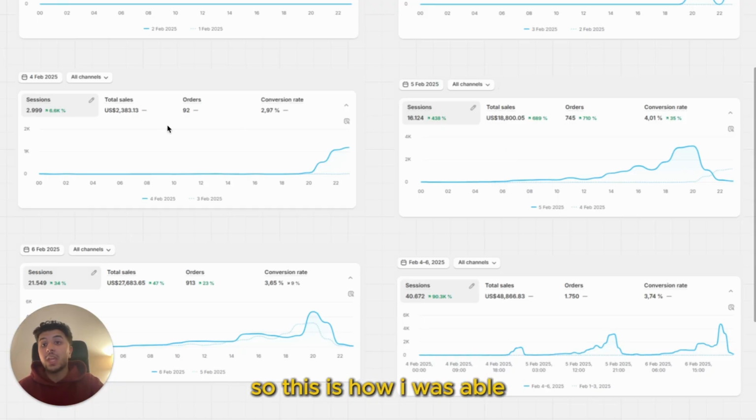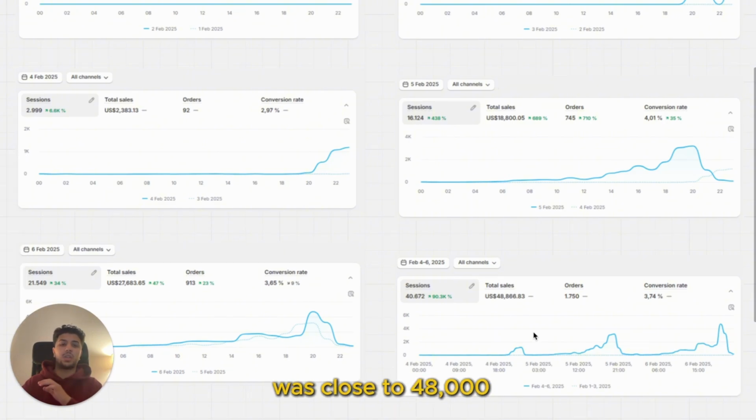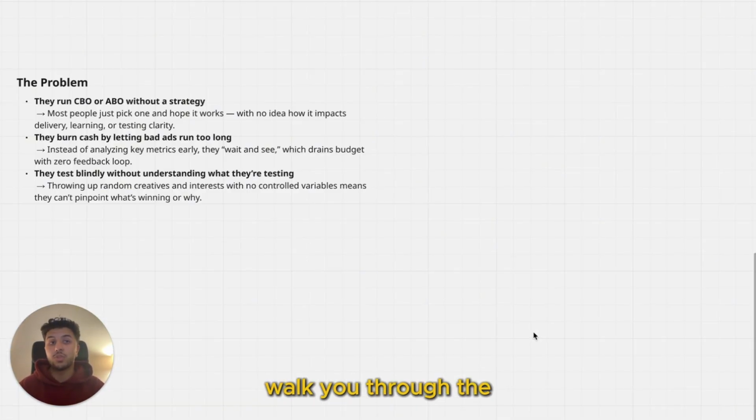So this is how I was able to scale from 2K to 18K, 27K. The total amount was close to 48,000. The profit margin, as I told you, was around 14K, which is pretty good for 3 days, to be honest. And now we'll quickly walk you through the problems that most beginners have and why they're failing.